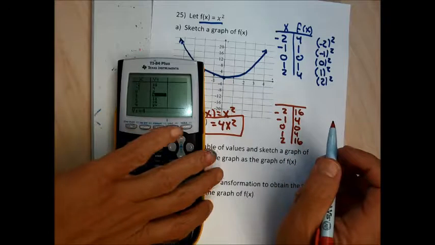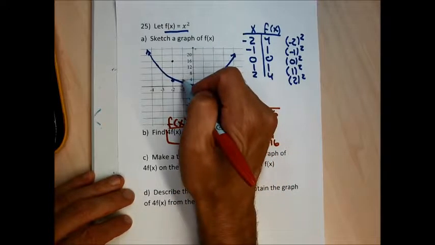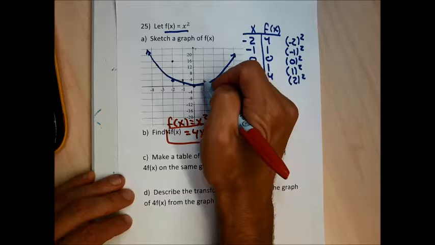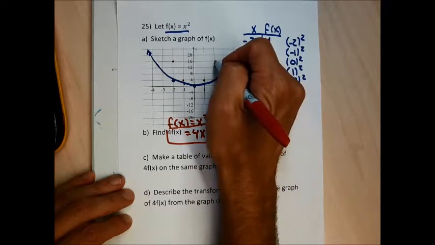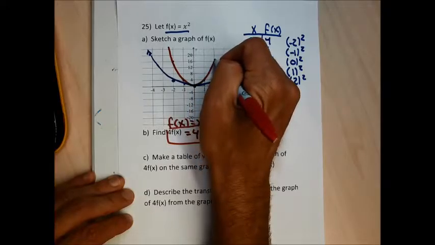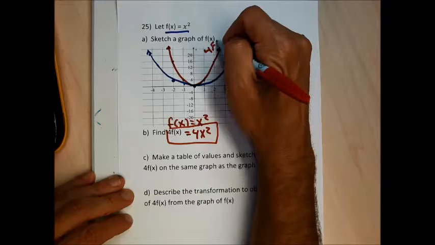So I'm going to plot those points. The point -2, 16. The point -1, 4. The point 0, 0. The point 1, 4. And the point 2, 16. And that's the graph of 4f of x.